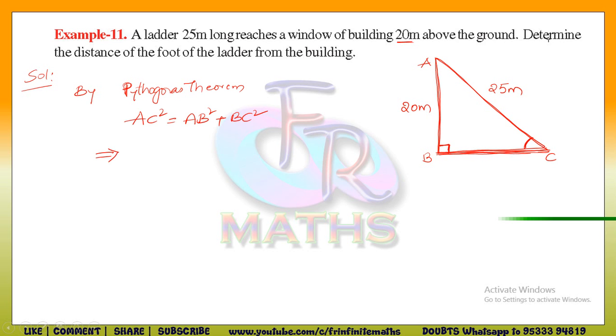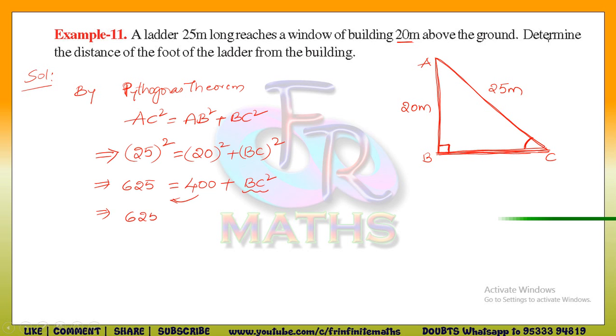When I substitute the values, AC is 25, so 25 whole square is equal to AB is 20 whole square. Since I don't know the value of BC, let it be BC square. Now what is the value of 25 square? 25 square is 625, equal to 20 square, which is 400, plus BC square. Now since I need BC square, I am going to transpose 400 to the left hand side.